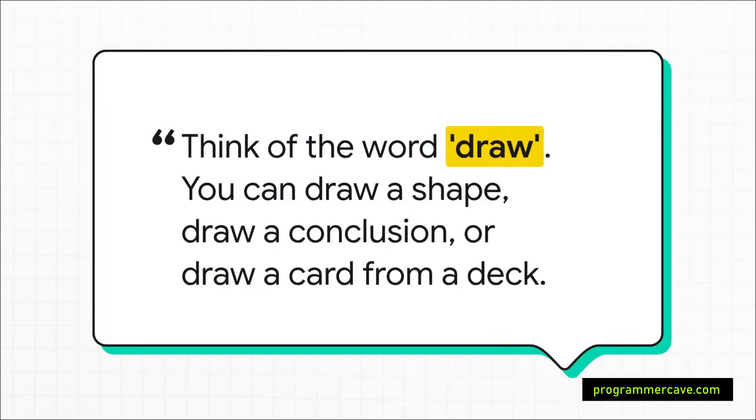In Go, we can do the same thing. We can create a shape interface that just says anything that is a shape must have a draw method. Then, a circle can draw a circle, a square can draw a square, and our main program can just tell any shape to draw itself without caring what kind it is.